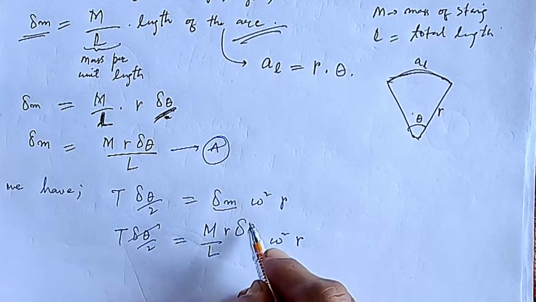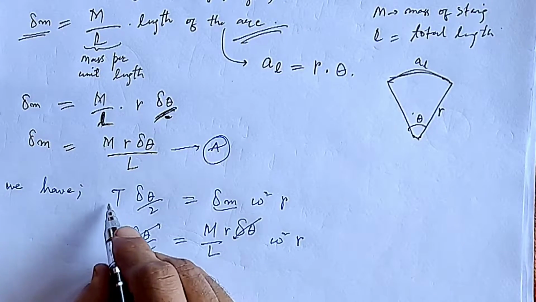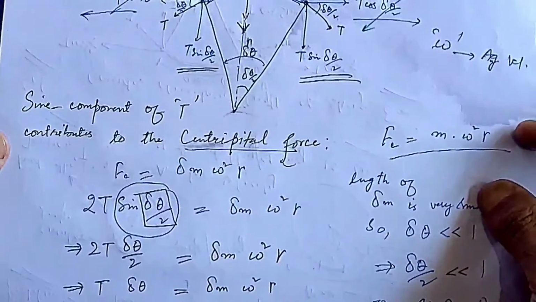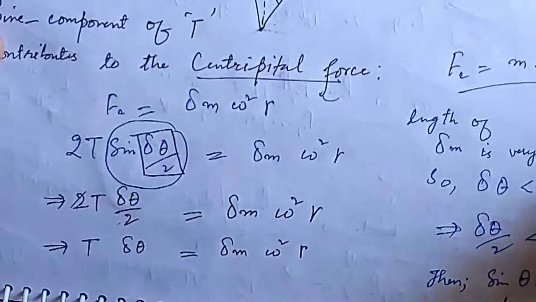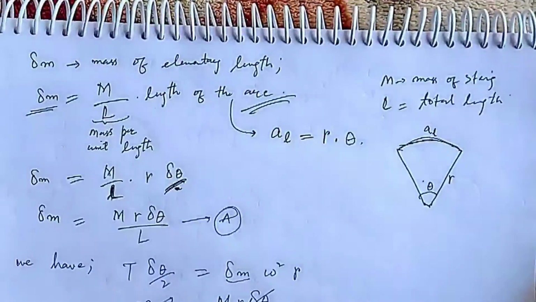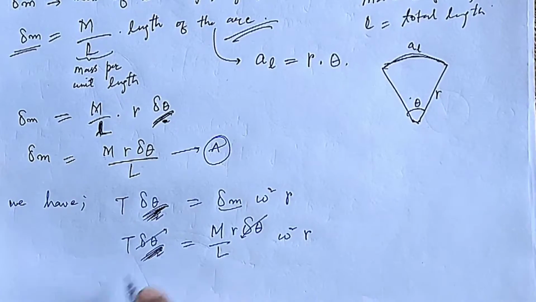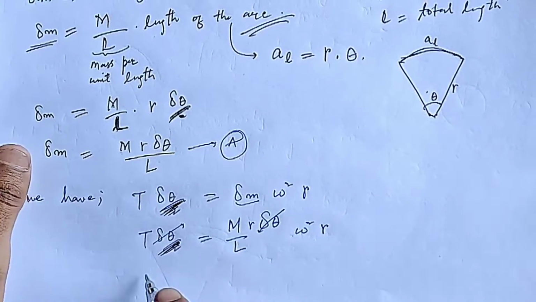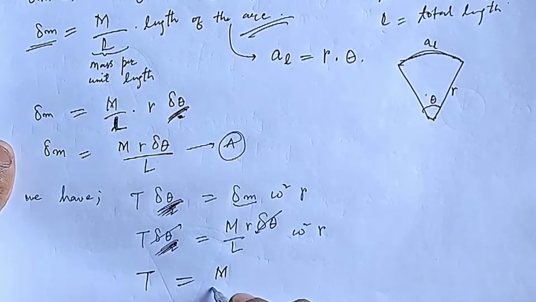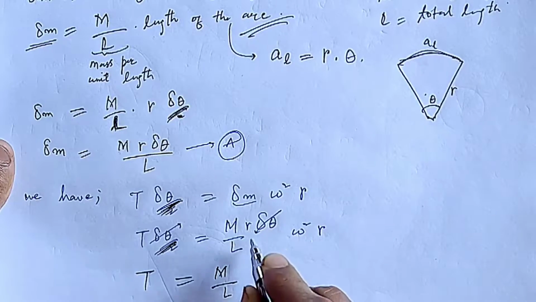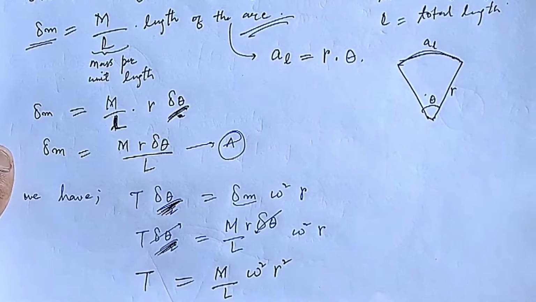So this very thing cancels out each other. These two cancel. It is not divided by 2. It is only delta theta here. Fine. It is not 2 here. Sorry. So this will not be there. So T will be equal to m divided by L, R, and R is R square, that is omega square R square.